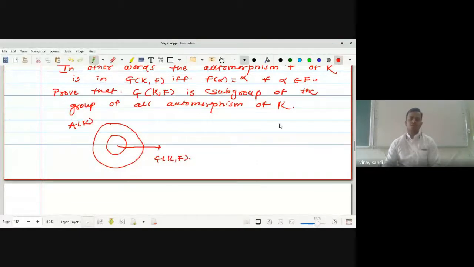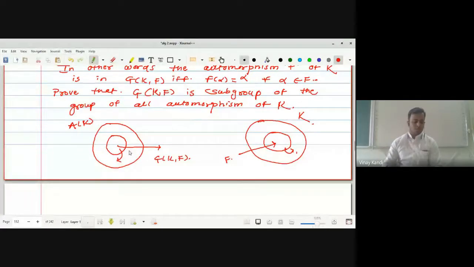Here K is the field, and the fixed field of G is a subfield of K. And here GKF is a subgroup of A of K. This was a field so it is a subfield; this was a group so it is a subgroup. We proved earlier that F, the fixed field of G, is a subfield of K. Here we have to prove that this set of all the automorphisms relative to the subfield F of K is a subgroup of A of K.